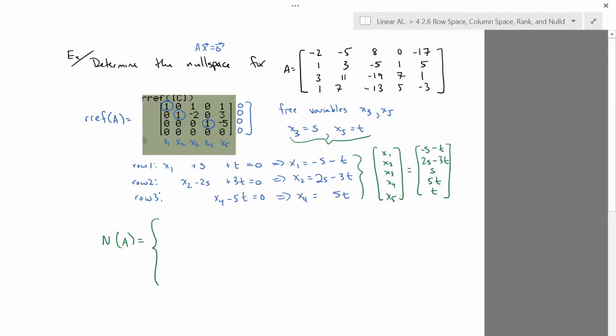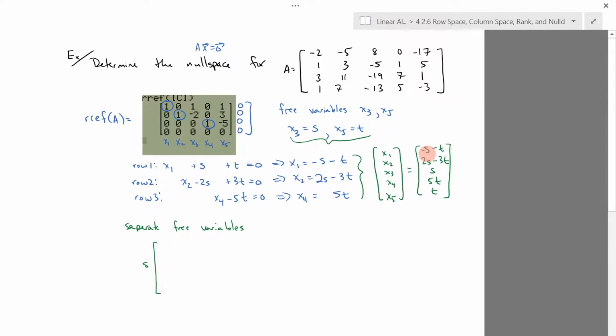Okay, so actually, to describe it in a more readable way, let's separate the variables s and t. Right, so we separate the free variables. Right, so s.